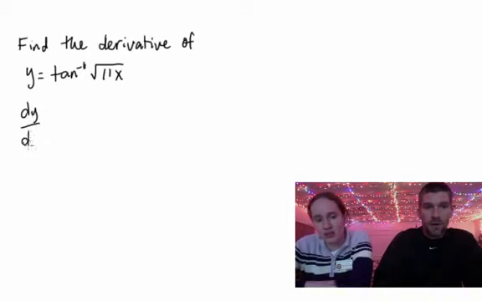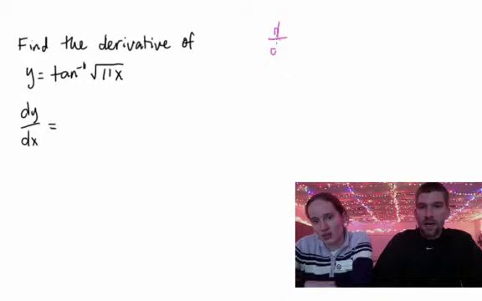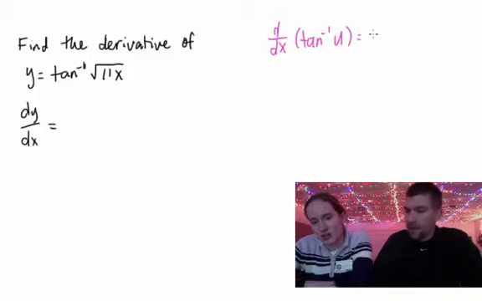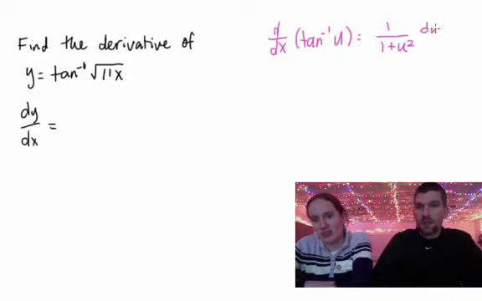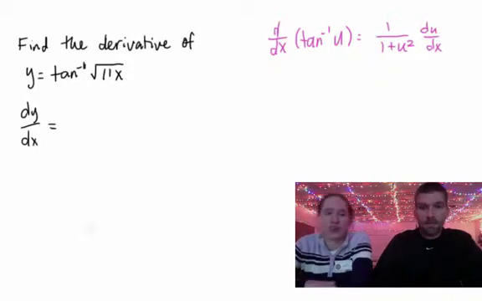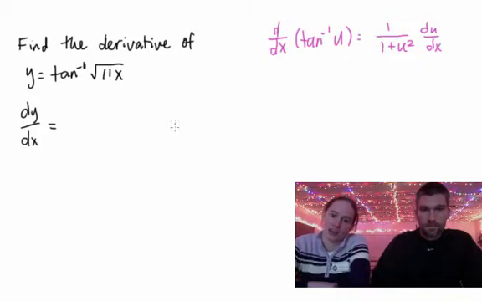So when I do dy/dx, I'm going to use the arctan formula, and right over here, I'll just write it out real quick because it will help guide our next thoughts. If I go with d/dx of the arctan of u, then that's going to be 1 over 1 plus u squared, times du/dx.